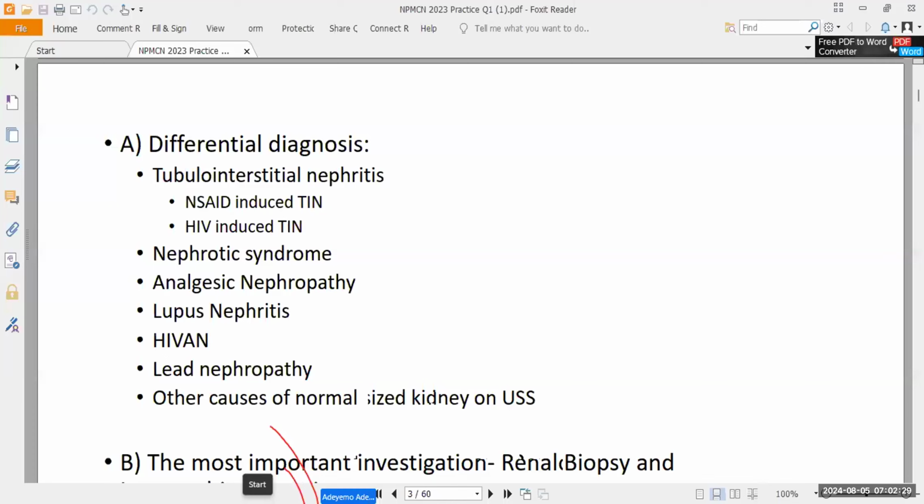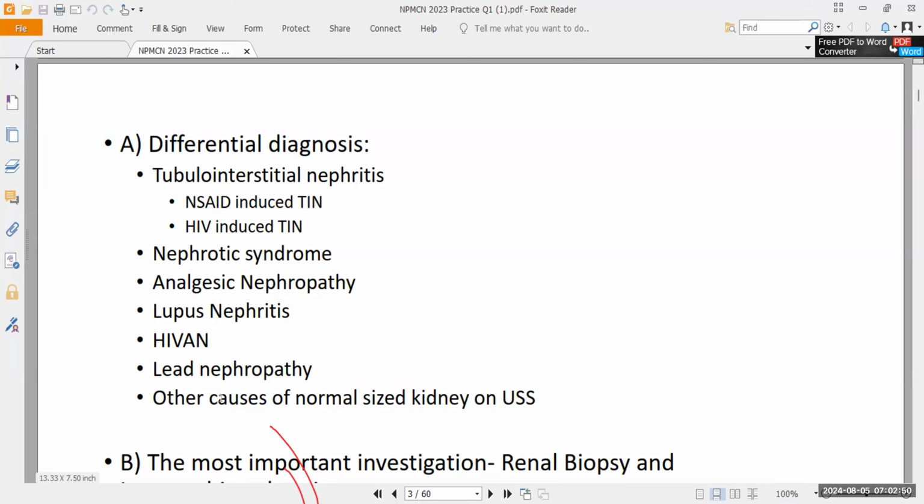Joint pain. So my first differential will be tubulointerstitial nephritis, most likely NSAID-induced tubulointerstitial nephritis. If I have the opportunity of seeing the other questions that follow, I will also include HIV-induced tubulointerstitial nephritis because of the last question that was asked. What is the best antiretroviral treatment of choice?